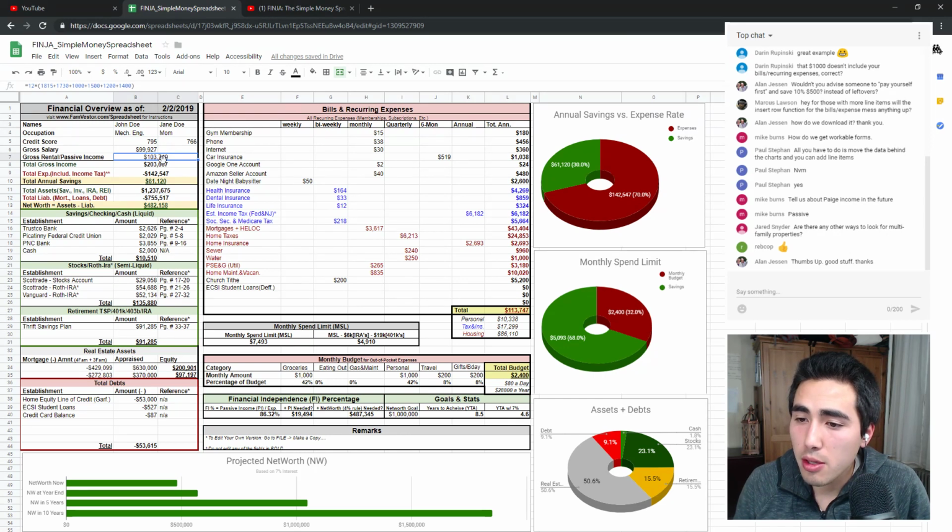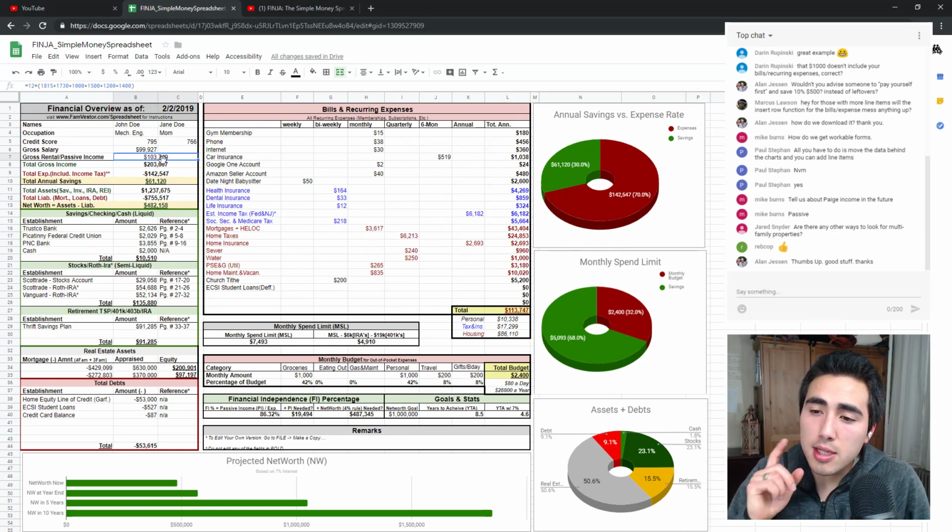Are there any other ways to look for multifamily properties? Yes, there are many ways to look for multifamily properties. If you are in the New Jersey area, I am holding a real estate investment meetup 2 days from now on Wednesday, February 27th at 7 p.m. I'm going to try to record that presentation for those that aren't local, and I'll upload it to this YouTube channel. So another reason to subscribe.